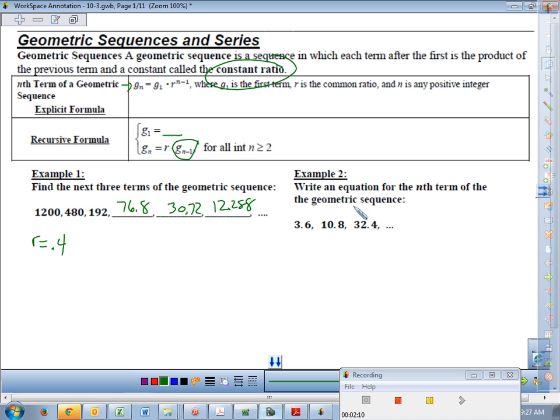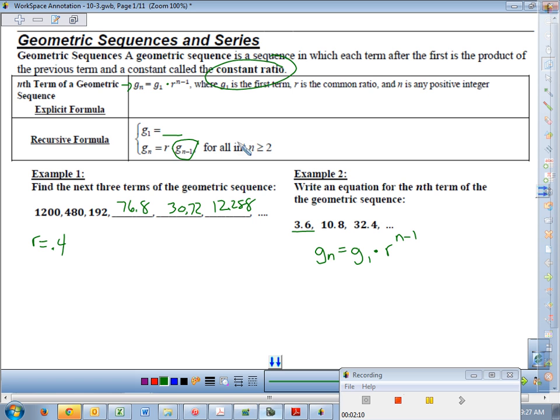Write an equation for the nth term of the geometric sequence. Hey, if they don't tell you which equation to write, because there's explicit and recursive, take a wild guess which one that we want to write. Explicit. Cool? So let's start with it, and then once we get comfortable with it, we can stop writing it down at the beginning. It'll be the first term times the ratio to the n minus 1 power. And all I really need to know in this one is the first term, which is right there. I need to know the ratio also.